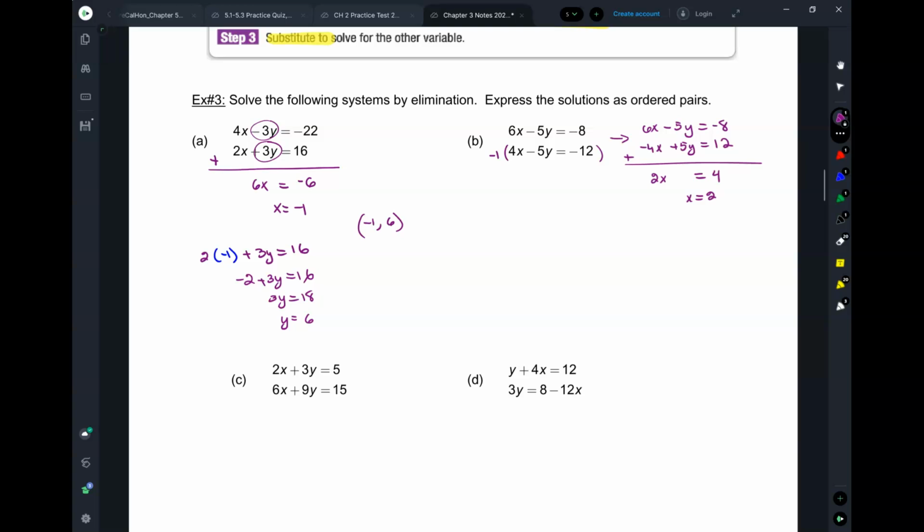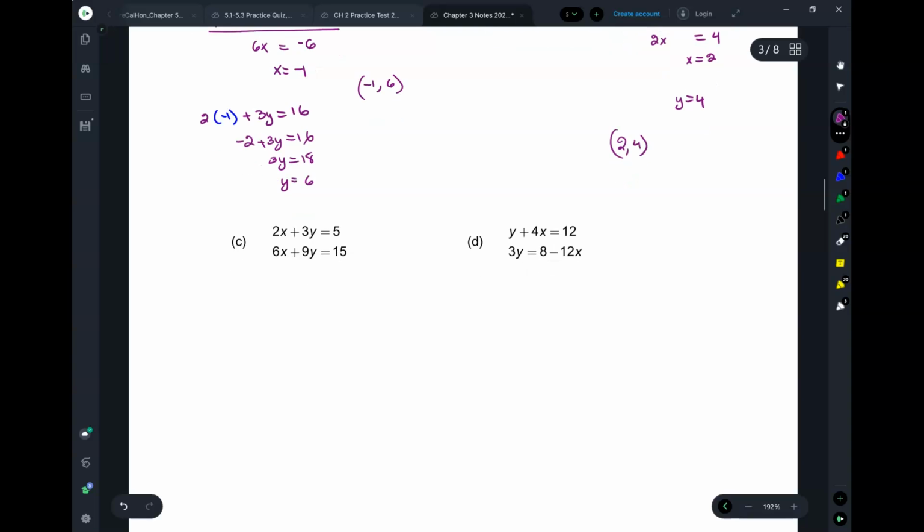Okay, so x is 2. What did we get for y? 4. Okay, so it's 2 comma 4. Okay, the next one, I've got 2x, 6x, 3y, 9y. So either way, I have to multiply by a number as well and make it the same. So one thing we can do is what? What can we multiply the top equation by? Negative 3. Negative 3 works best because then I also have opposite sign.